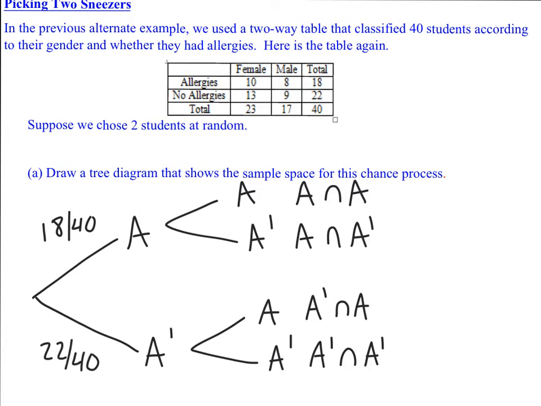The second branches are like conditional probabilities because it depended on the condition of the first. Okay, if you selected a student that has allergies in the first draw, this is 17 out of 39. This one's 22 out of 39. These branches down here represent the first selection. That student did not. So the second selection for a student who does is 18 out of 39. And this one would be 21 out of 39.